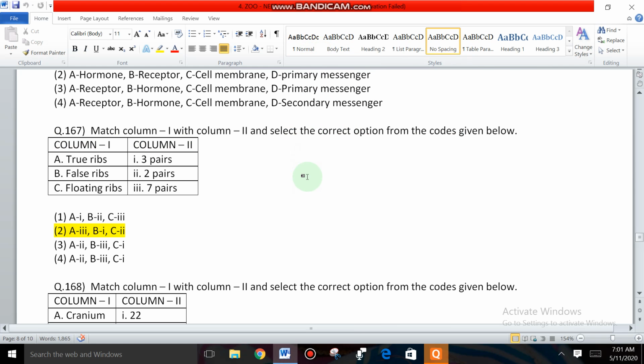Right? So ribs, three different types of the ribs. Those are true, false, and floating ribs. True ribs are 7 pairs, so first 7 pairs. False ribs are 8, 9, 10 pairs, so 3 pairs. And floating ribs are the last 2 pairs, 11 and 12 pairs. Right. So that is floating ribs.